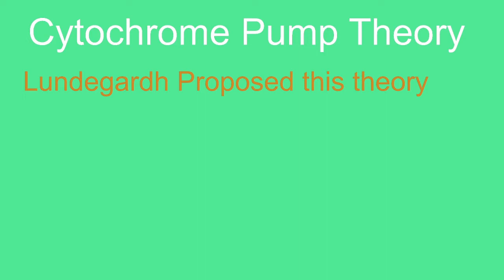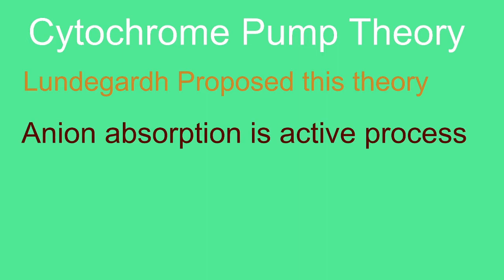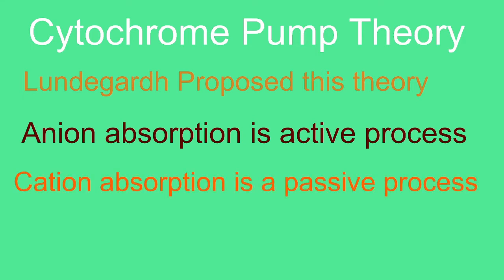According to this theory, there are two different mechanisms for the absorption of mineral ions. That is, the mechanisms for the absorption of anion and cation are different. The anion absorption is called an active absorption mechanism, which requires energy, whereas the cation absorption mechanism is a passive process that does not need any energy.